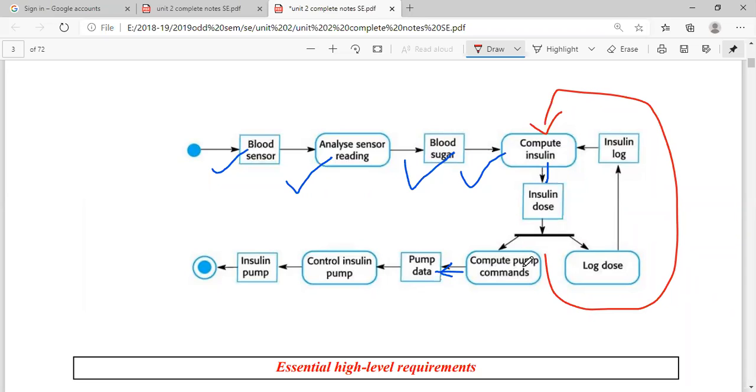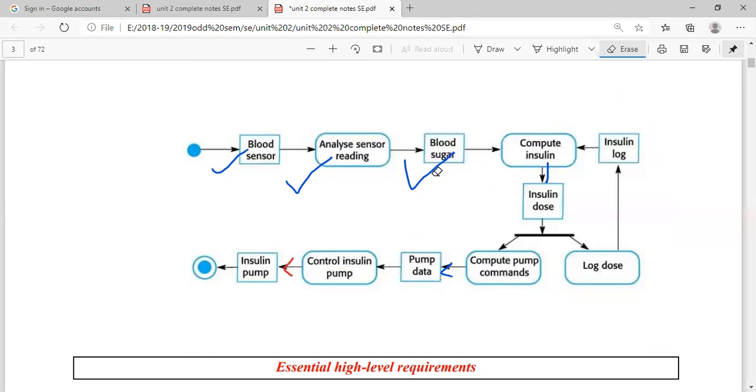Once the insulin dose is finalized, what happens is the compute pump command. That level is calculated and commands are given to your pump, and depending on that the pump will provide the insulin. That insulin is injected or given to the patient. All right, so these types of diagrams are called activity diagrams.